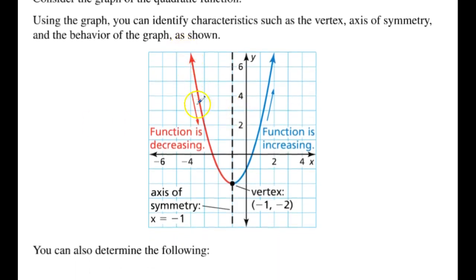So you'll see that my function is decreasing until I reach my vertex, where it then starts to increase, right? And this kind of just makes sense because here it's going down and then we go up. I see that vertex is at this point -1, -2. So I just use my coordinate plane. So then that also means my axis of symmetry is going to be the x value of my vertex. So that's where my x equals -1 comes into play as my axis of symmetry.